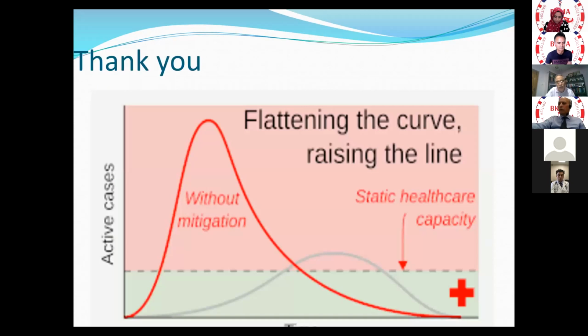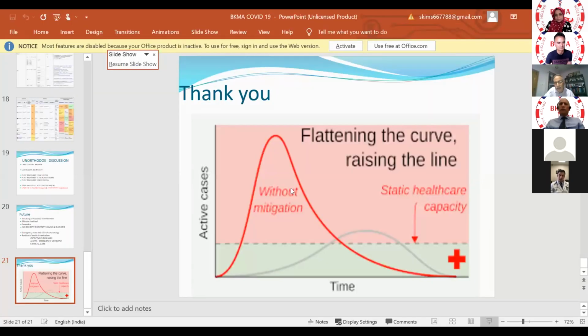Before thanking you all, I just want to tell you that if we have to get down the flattening of this curve, we need to increase the static healthcare capacity so that this curve becomes this curve.